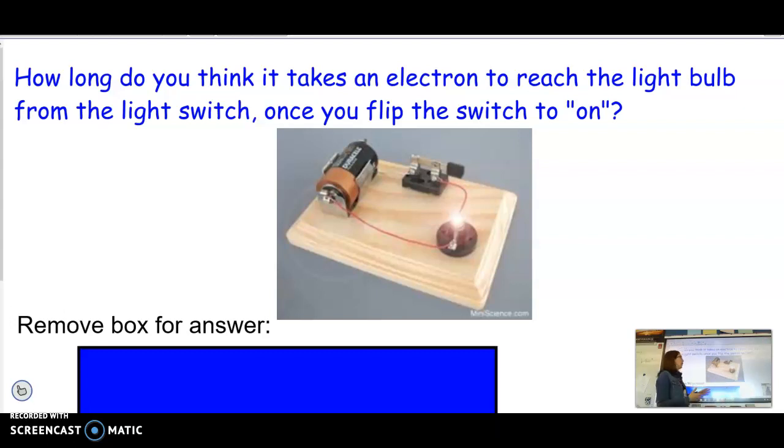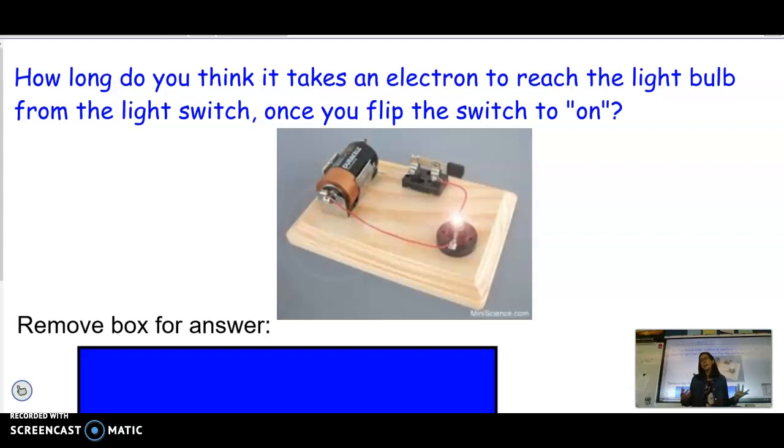So I have a question for you. I have a picture of a simple circuit. I have a battery here, I have a switch, and I have a little light bulb. And the switch has been closed, so you can see that the light bulb is on. And it says, how long do you think it takes an electron to reach the light bulb from the light switch once you turn the switch on?